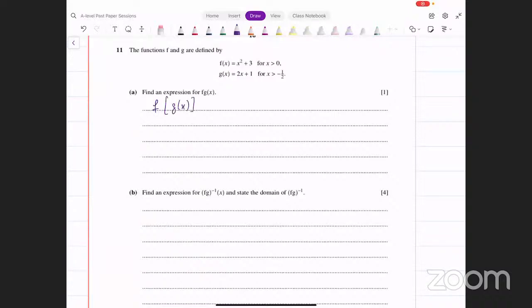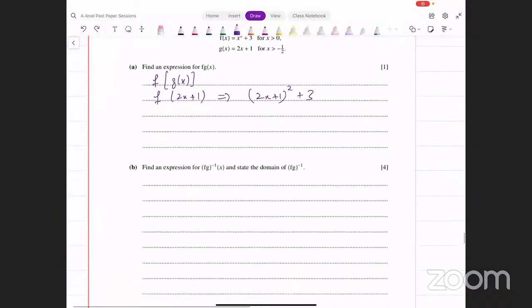You can use brackets like this. And now this becomes f of 2x plus 1. So in the function f, wherever you've got x, x की जगह पे आप डाल दोगे 2x plus 1, so it becomes 2x plus 1 whole square plus 3, that's fg of x. You don't have to simplify this. इसने आपको simplify करने के लिए नहीं कहा. एक मार्क का है वैसे भी. This is your result. You can just leave it like this. ठीक है? अच्छा.